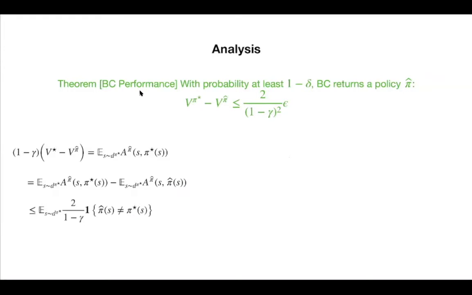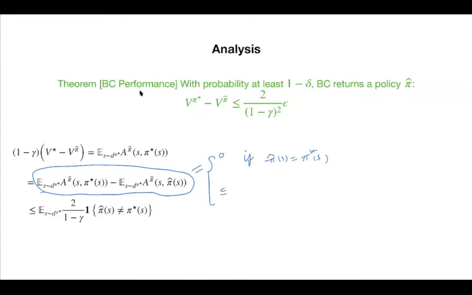Let's just upper bound this. What does this mean? If you look at this expression, it equals 0 if pi hat of s equals pi star of s. So we agree that if my policy outputs the same action as the expert, this expression is just equal to 0. But this expression will be at most 2 over 1 minus gamma if pi hat of s is not equal to pi star of s.